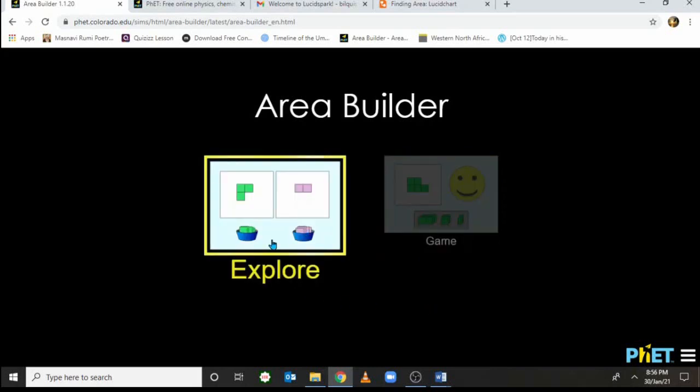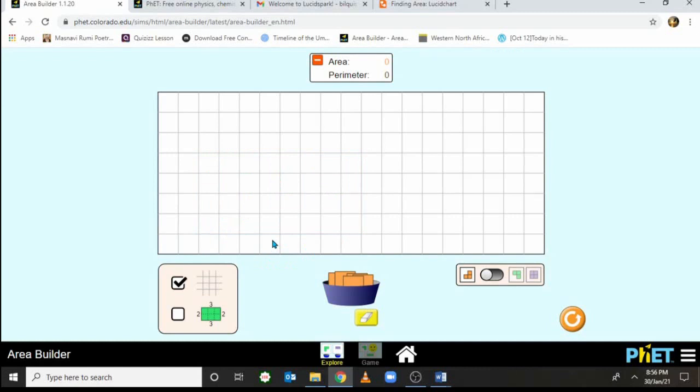So let's explore. In exploration, there are cards here. The square cards are already here. We just have to drag and drop these cards on the graph paper, and then it will automatically calculate the area and perimeter for us. So let's explore. I put the card. See, it has changed the reading. The area is 1 and perimeter is 4. Is it correct? Yes, it's right.